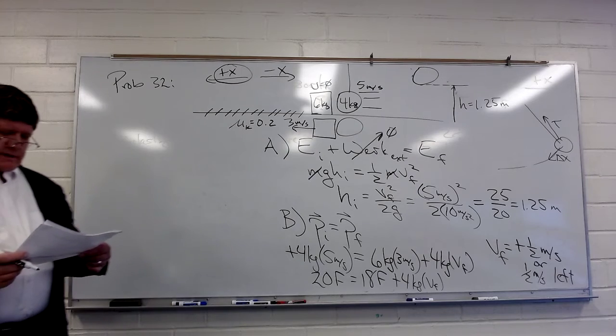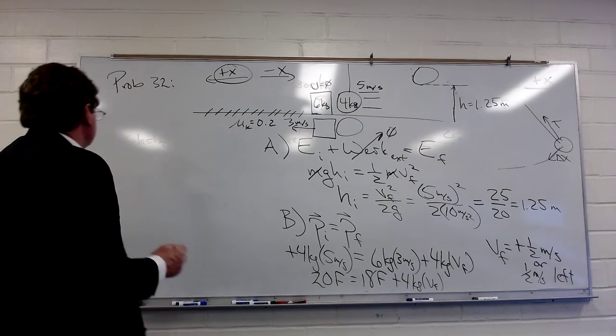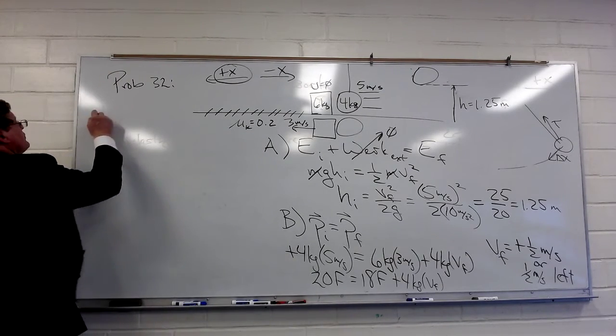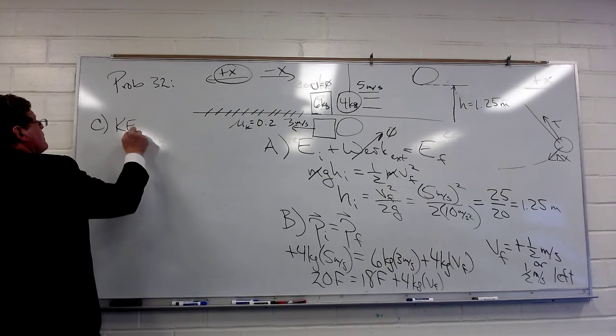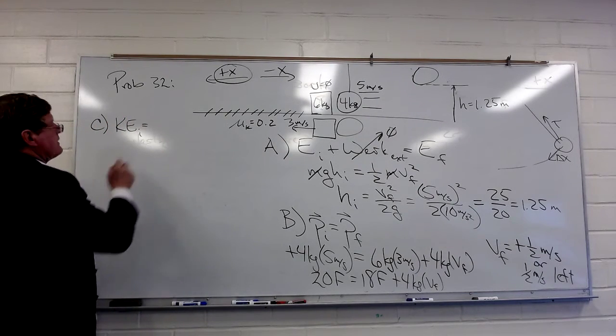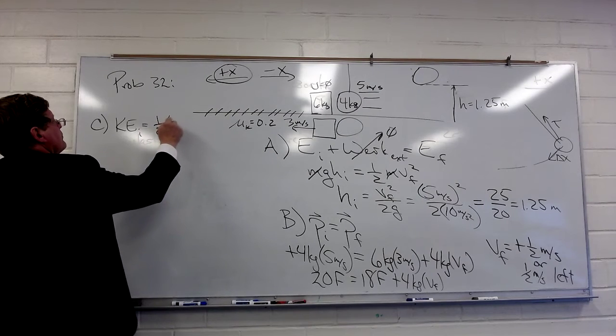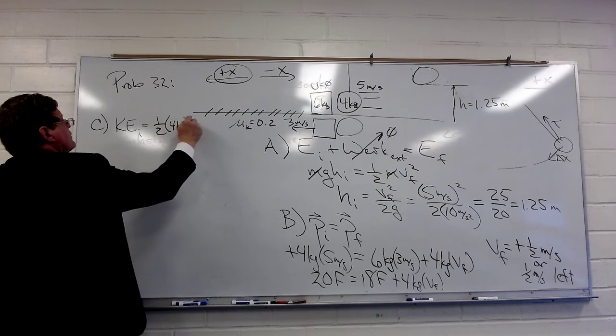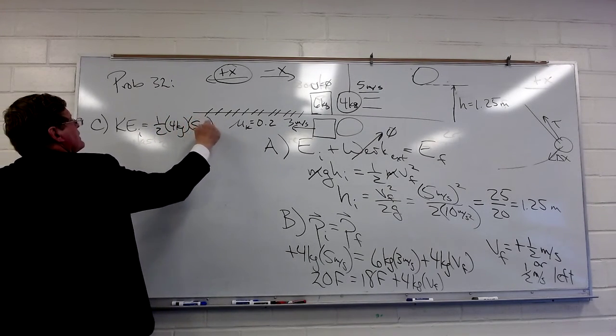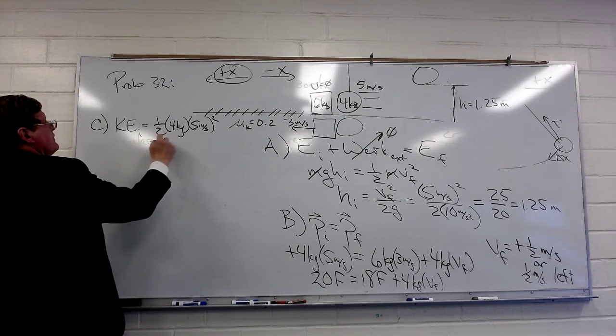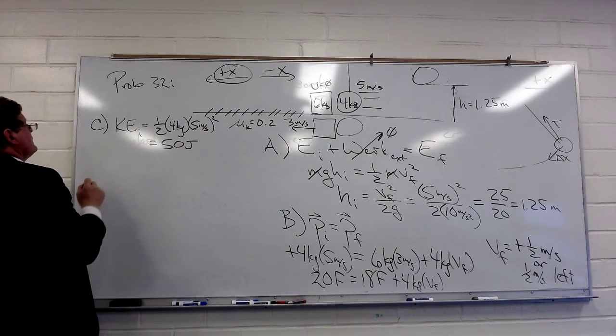Now, we want the kinetic energy just before the collision. This is part C. Before the collision, the only thing moving is the 4 kilogram bob, and it's moving at 5 meters per second, and that's going to give me 50 joules.